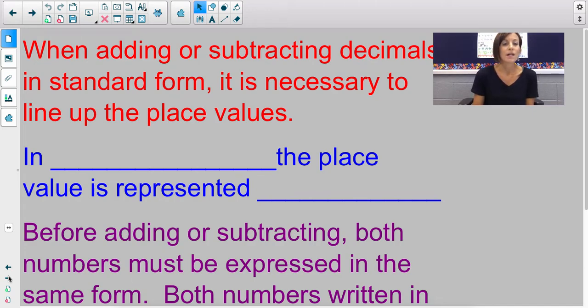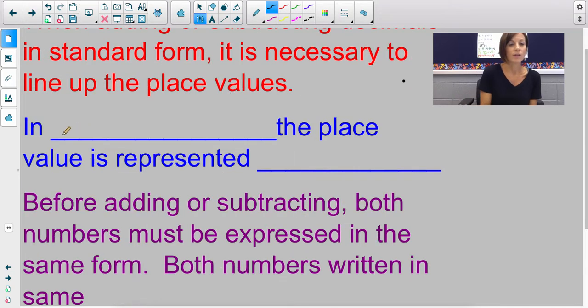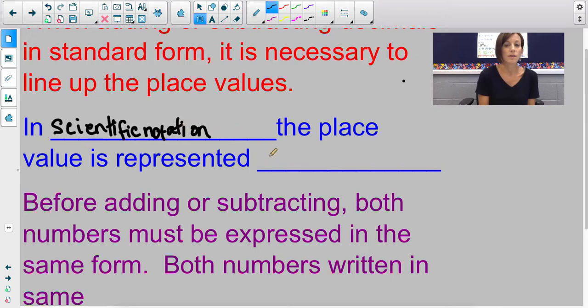So we're getting fancy. Let's see what our notes say. When adding or subtracting decimals in standard form, it is necessary to line up the place value. That's a 5th grade standard, so we should have that mastered. In scientific notation, the place value is represented by the exponent, by the power. It lets us know where that decimal should be if it was in standard form.